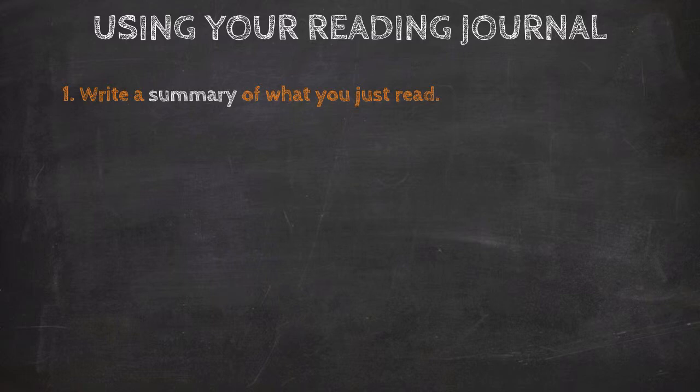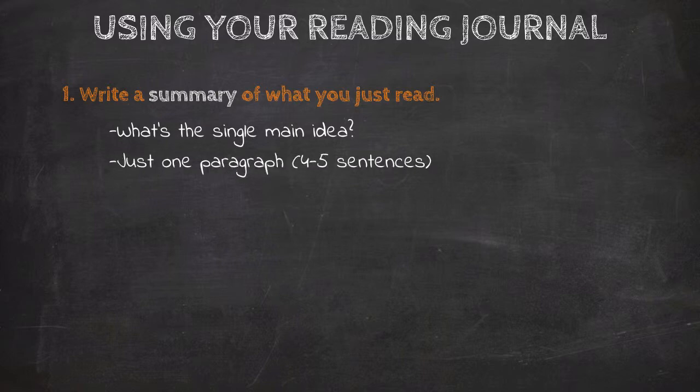To decide what you should write about, ask yourself, what is the single main idea of this book or this story? Write that down and then add other important details about the single main idea. But be careful about getting too detailed. You want to write just one paragraph for each chapter, not an entire essay. If you need an actual number, then try to limit your paragraphs to 4 or 5 sentences.